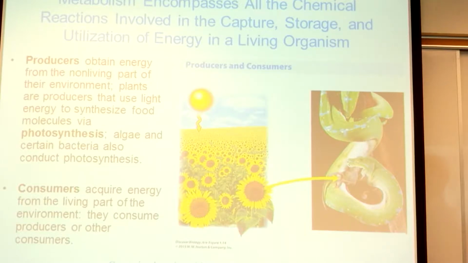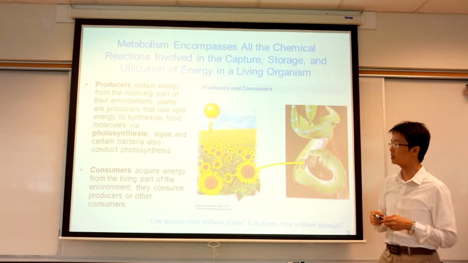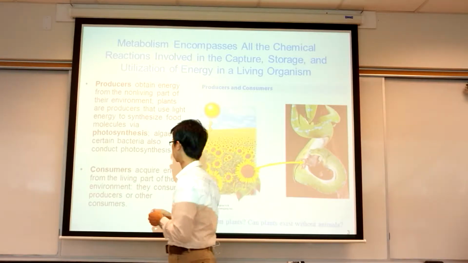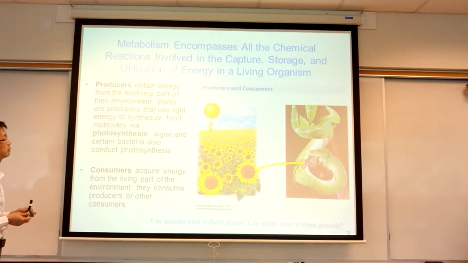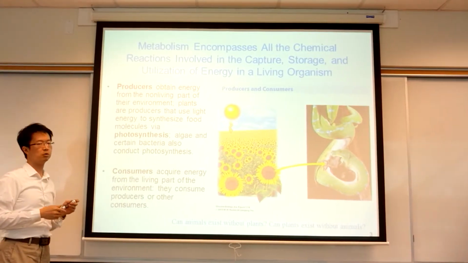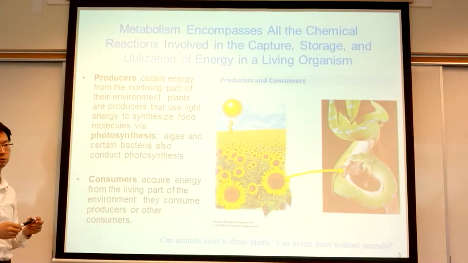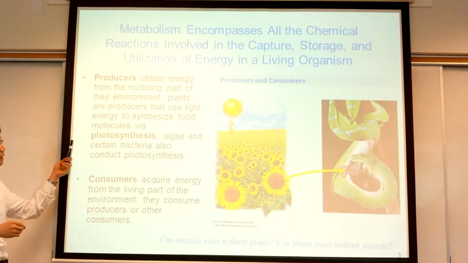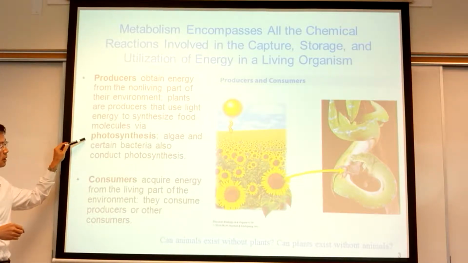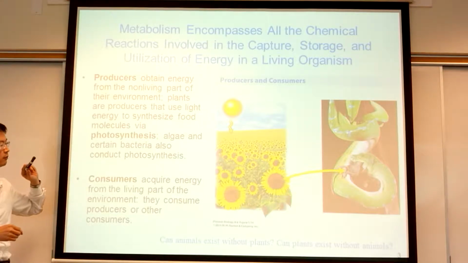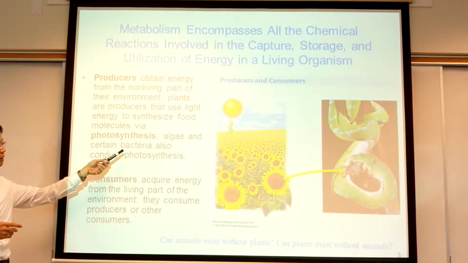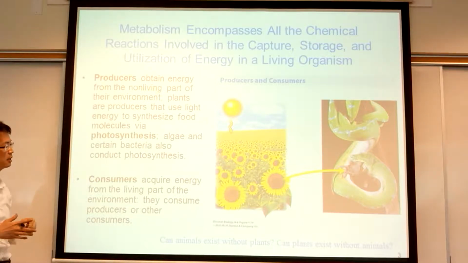So we have producer and consumer. Heterotroph or autotroph. Producer, aka autotroph, they are the ones who can make their own food. That's why I call them producer. They are not the movie producer. They can make their own food, and they use photosynthesis to make the food. Examples are algae, plants, or certain bacteria, specifically cyanobacteria. They can all do photosynthesis to make their own food.